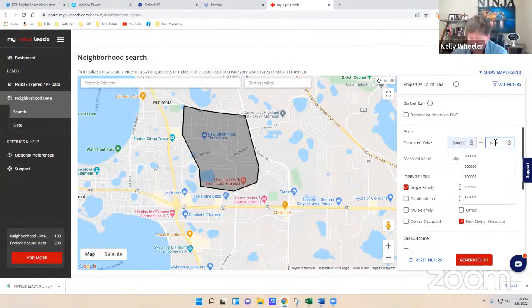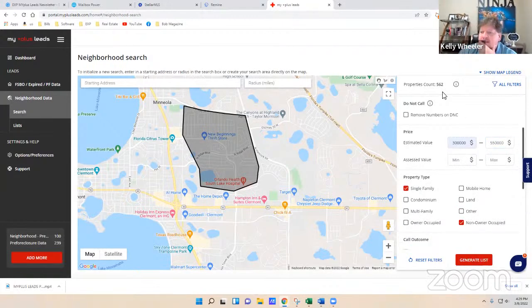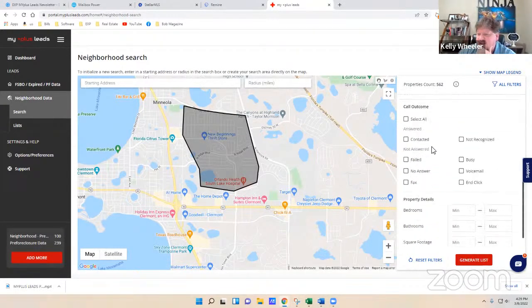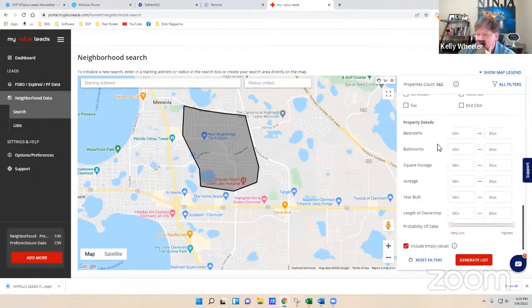300K. And for max, I'll say 550. There we go. Now, I've still got a list of 562. I can go ahead now if I wanted to break down length of ownership. Now, for ownership, I don't care because these are non-occupied. These are owners that don't live there. I don't care if they bought it a year ago or 10 years ago.